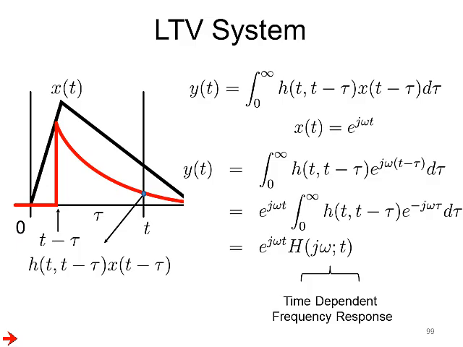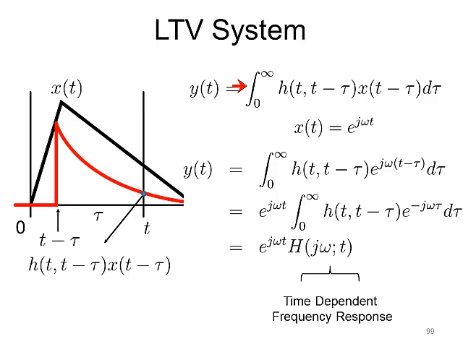The output of a linear time-varying system to an input tau away is proportional to the input at t minus tau, namely x of t minus tau, and the impulse response to an impulse applied at t minus tau and measured at t. The total output at a time t is simply the sum of all such components as tau goes from 0 to infinity, and that's the familiar convolution equation for linear time-varying systems.